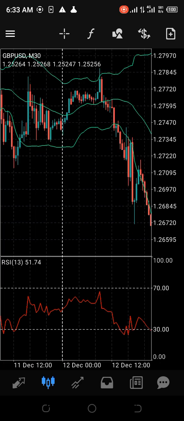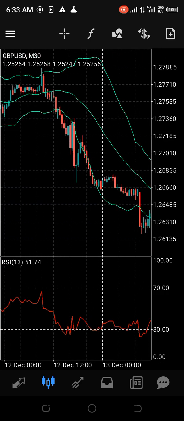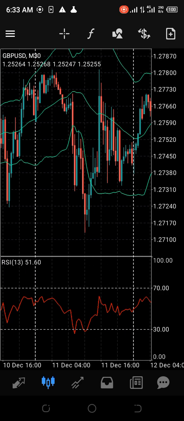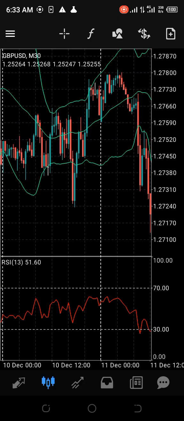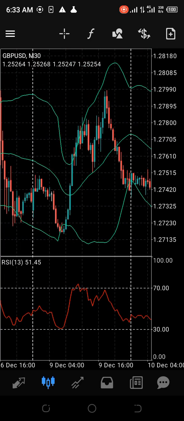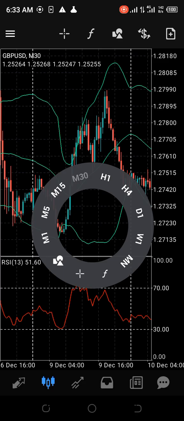The market has been trending up. From that 6th November to 10th December, the market has been trending up. So let's move down to our smaller time frame.